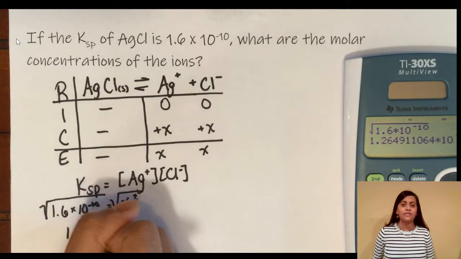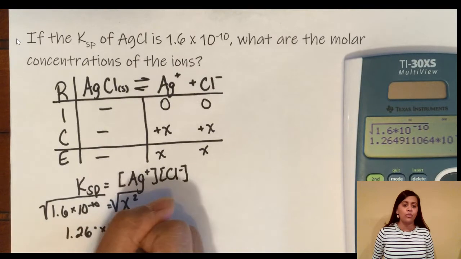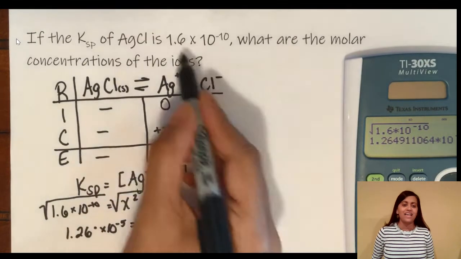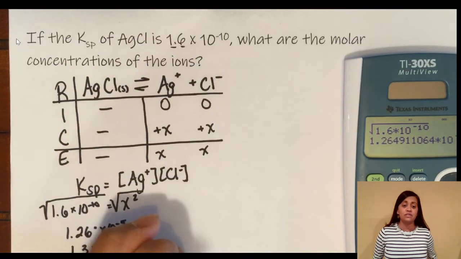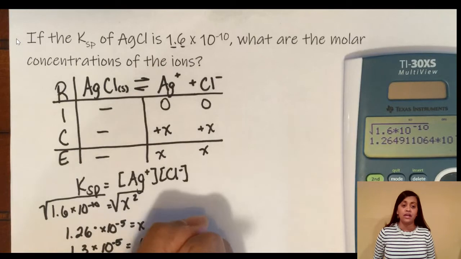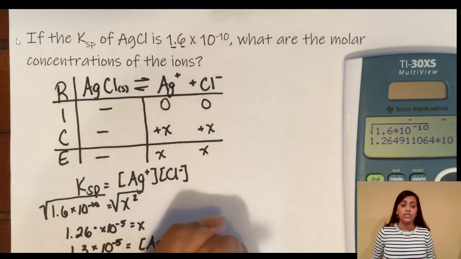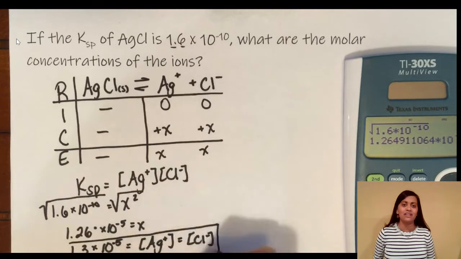And this, 1.6 times 10 to the negative 10th, excuse me. And so that gives us 1.26 times 10 to the negative 5th. Since we have two sig figs at the top for our Ksp, we will have two sig figs for our ions. So we know it should be 1.3 times 10 to the negative 5th molarity, which is equal to Ag plus and Cl minus.